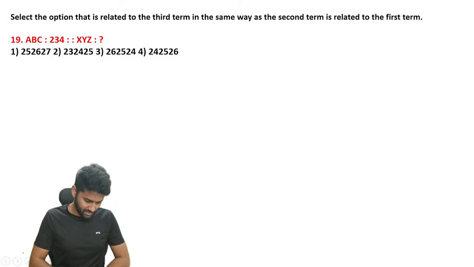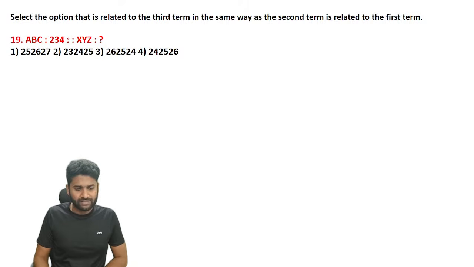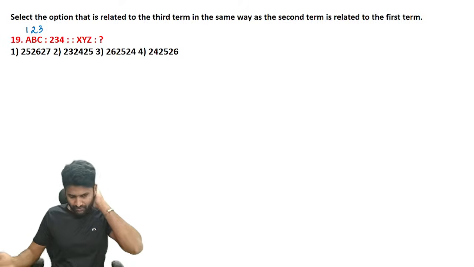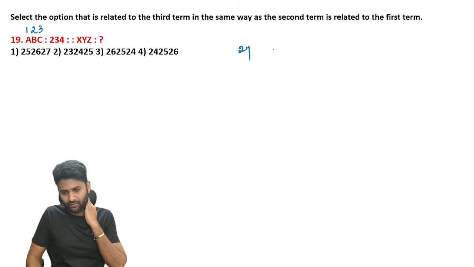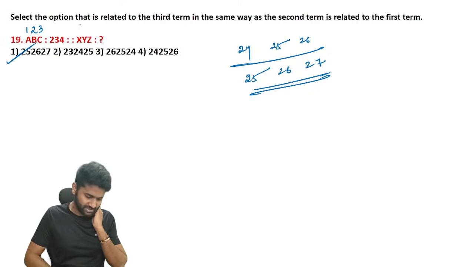Next, try this question. You can see ABC is coded as first letter, second letter, third letter, and every letter we are adding plus 1, plus 1, plus 1. It becomes 2, 3, 4. Same way, X is 24, Y is 25, Z is 26. But according to the coding pattern, the answer is 25, 26, and 27. The first one is the correct answer.